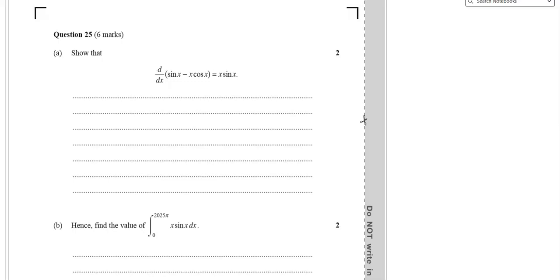Okay, so the left-hand side is the first derivative of sin x minus x cos x. So we're going to need to use a product rule on that second term, where u equals x, v equals cos x, u dash equals 1, and v dash equals minus sin x.